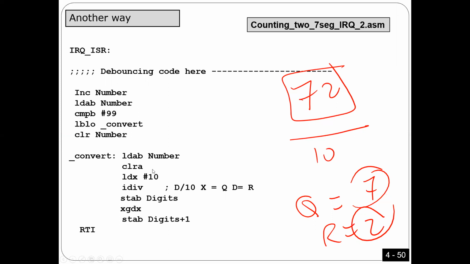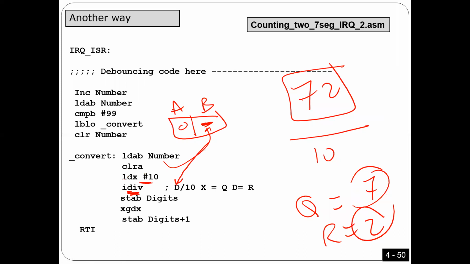So what I did here, I put the number, because you know for this division you have to divide register D. Register D, as I explained, is B and A. So here, I'm going to get the number and put it here, whatever the number is. And then I'm going to put 0 in A, and then I'm going to put 10 in X.